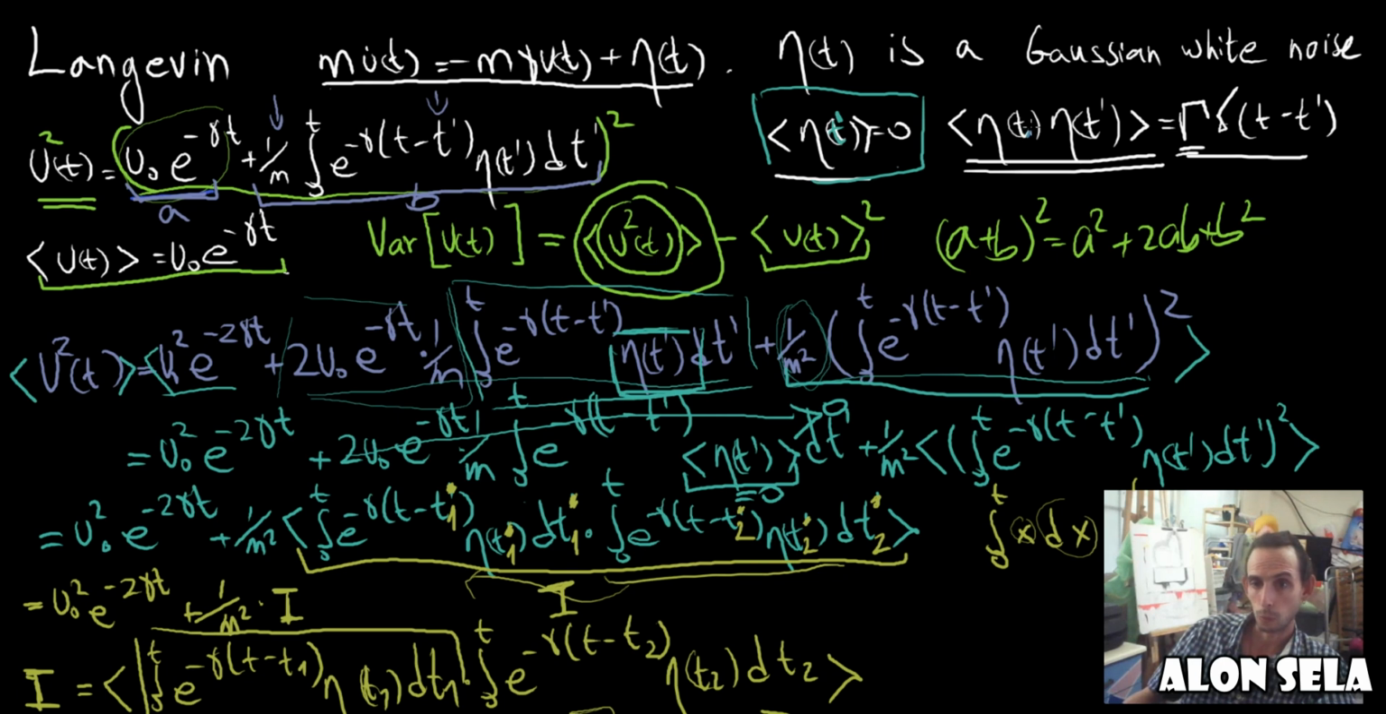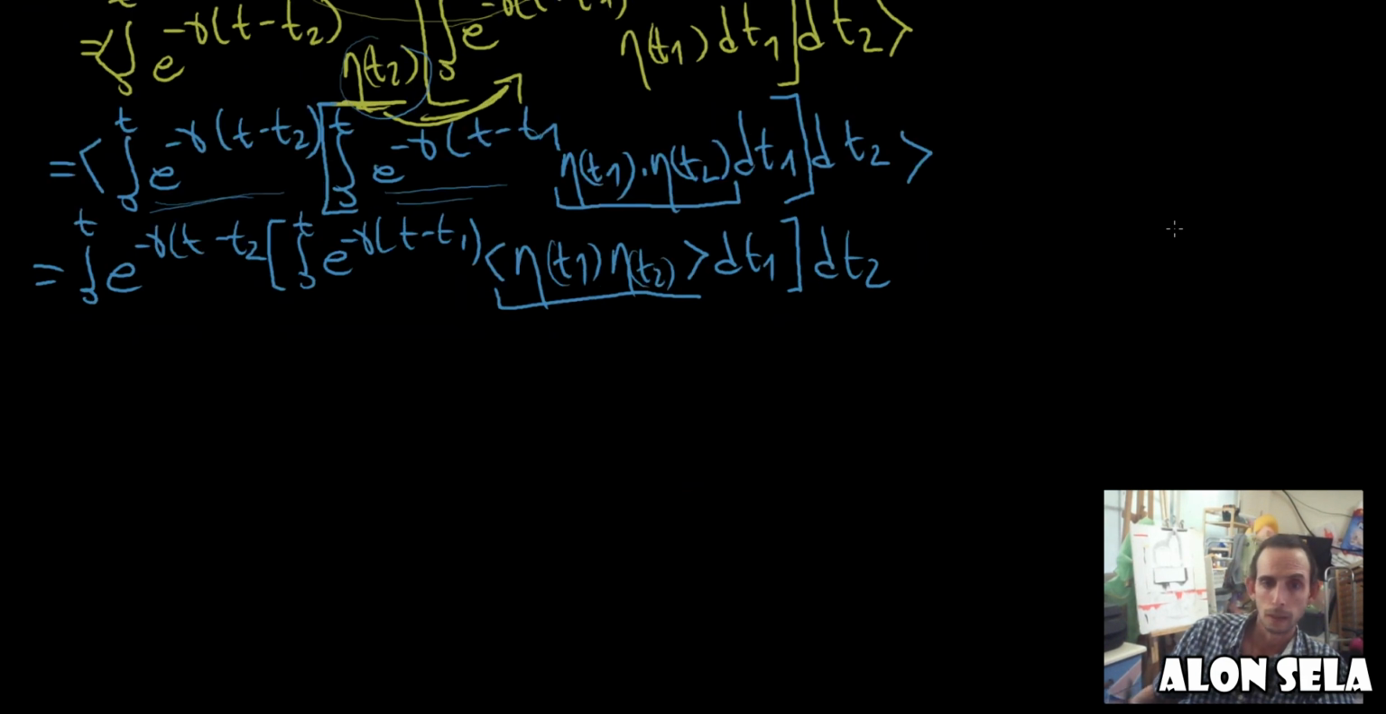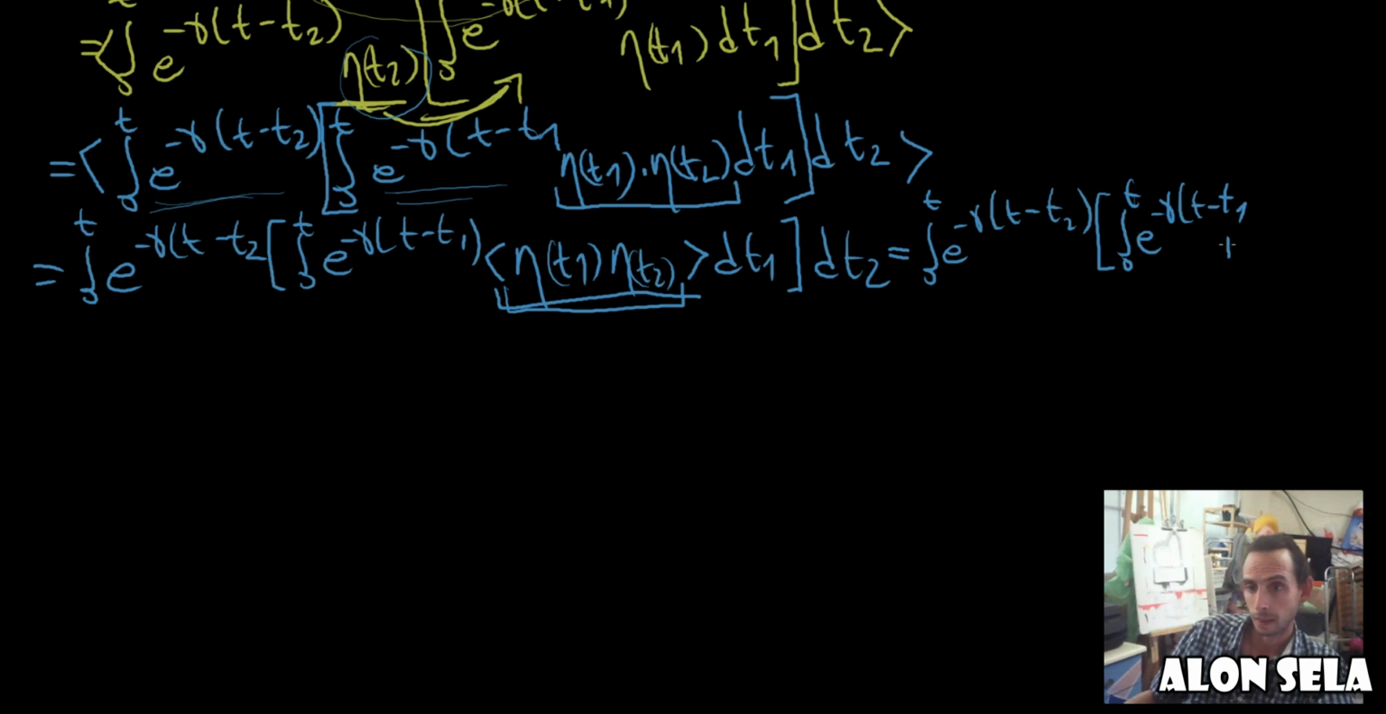Note that instead of t we have t1, so instead of t we can put t1, and instead of t prime we have t2, so we can put here t2. So this autocorrelation function is equal to gamma times the Dirac delta function. So this becomes the integral from 0 to t of e to the minus gamma (t minus t2) of the integral from 0 to t of e to the minus gamma (t minus t1) times gamma times the Dirac delta function of t1 minus t2, dt1, and close it with dt2.